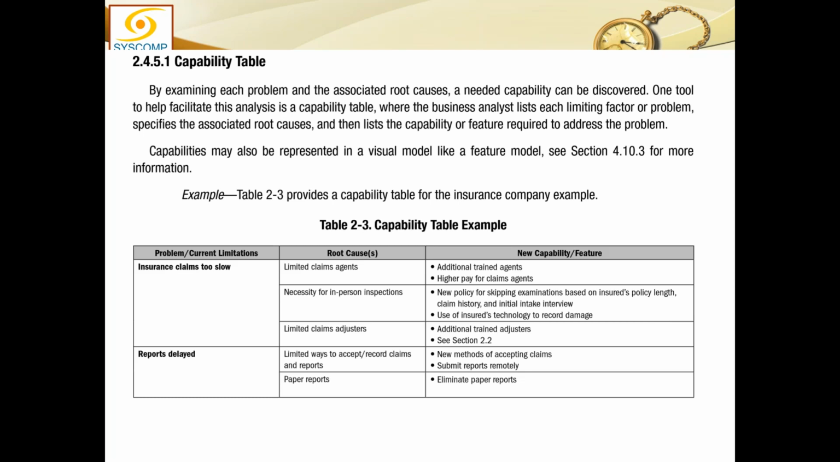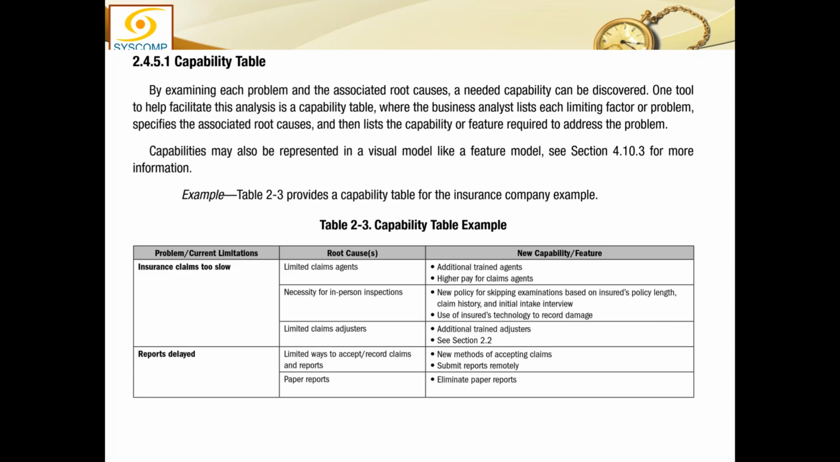As far as the claim adjusters are concerned, again, we need to have more. So these problems could be there. Report. Next problem is the report delay. Two causes: limited ways to accept record claims and reports, and paper reports. How can you resolve it?